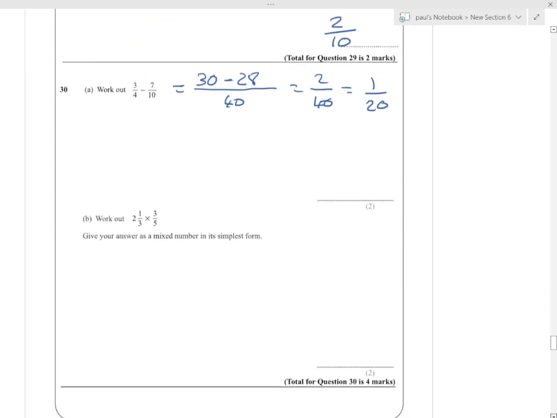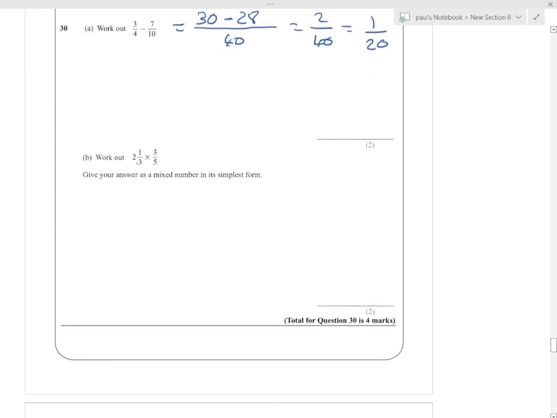Now what we've got to do here, work out, give your answer as a mixed number. So first of all, I'm going to change that into a top heavy. So 3 twos are 6, plus 1 is 7. So I've got 7 over 3 times 3 over 5. Multiply the top, 21. Multiply the bottom, 15. Right, now we need a mixed number because this is top heavy. How many 15s go into 21? That equals 1. And we've got 6 15ths left over. We can simplify that by dividing it by 3. So that will be 1 and 2 over 5. I think that's it, yeah. I like the simplified bits.